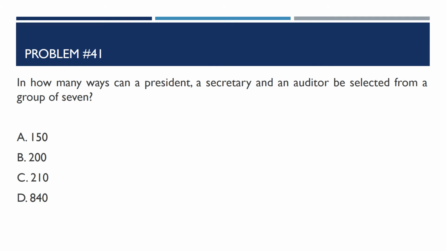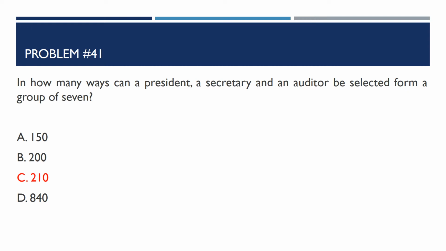Problem number 41. In how many ways can a president, a secretary, and an auditor be selected from a group of 7? So let's find out the answer. The answer for this problem is 210. So how to get 210?